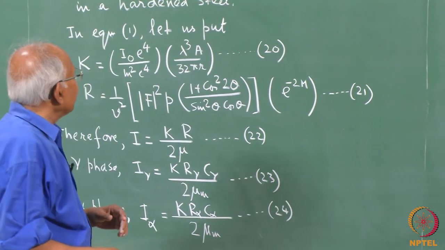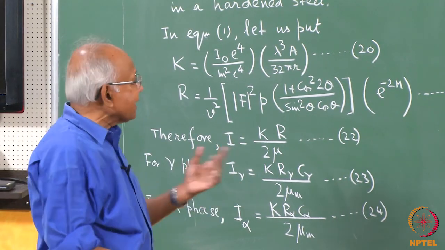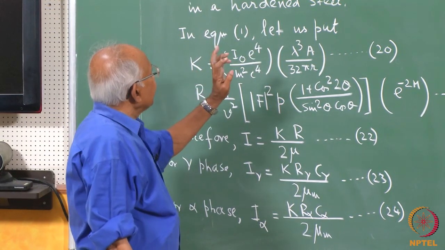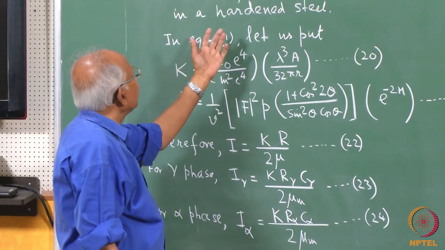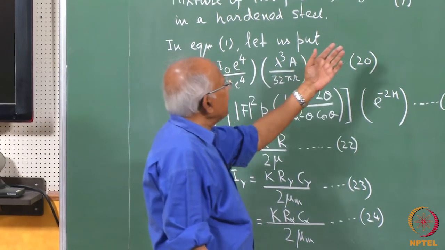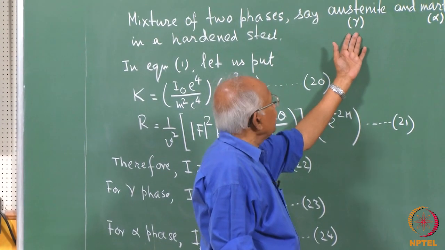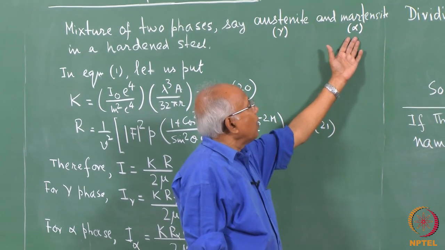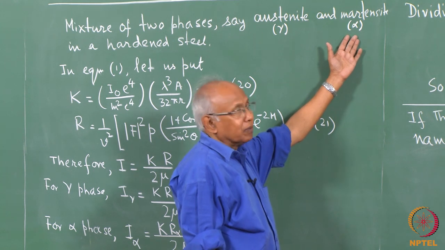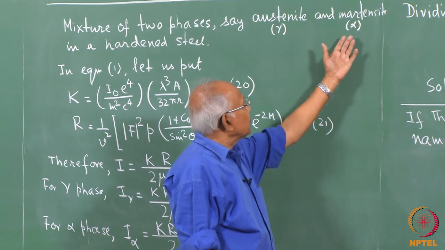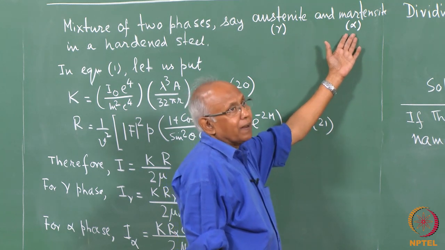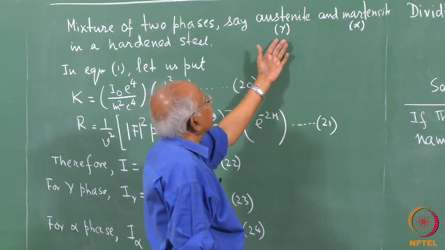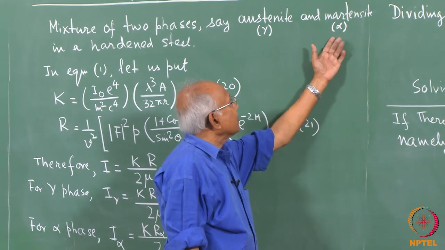So, in this method, if we take a practical example, in hardened steels very often we find that there are two phases. So, a hardened steel is a mixture of two phases, namely FCC austenite phase gamma and BCT martensite phase alpha. Although martensite is body centered tetragonal, if the tetragonality is not that high, it can be considered simply as BCC alpha. So, we have a phase mixture of FCC austenite and BCC martensite.